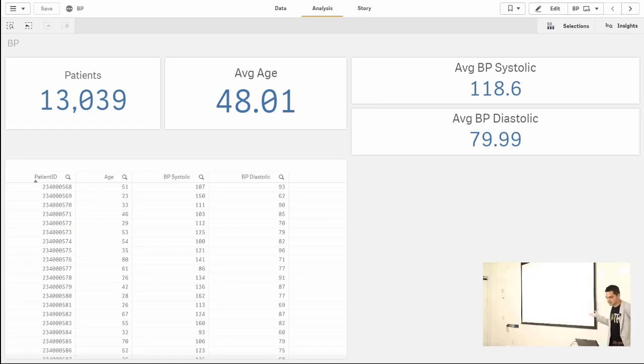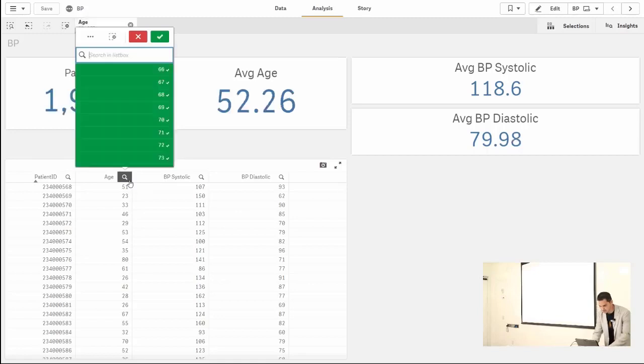So this particular doctor gave me this use case. This is all de-identified faked data, but to tell the story, we could look at all the patients, say, over the age of 65.